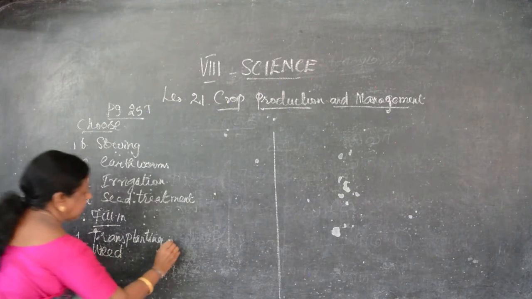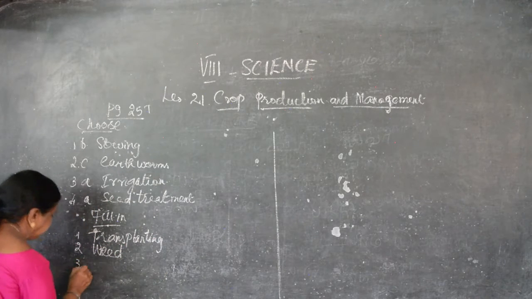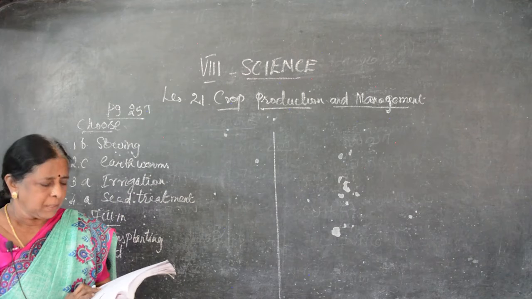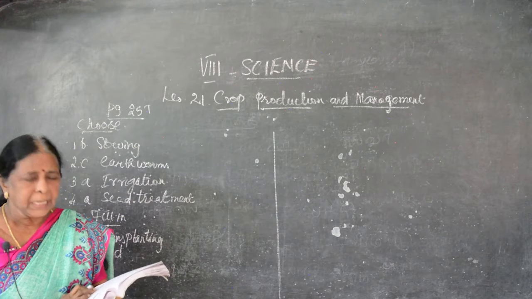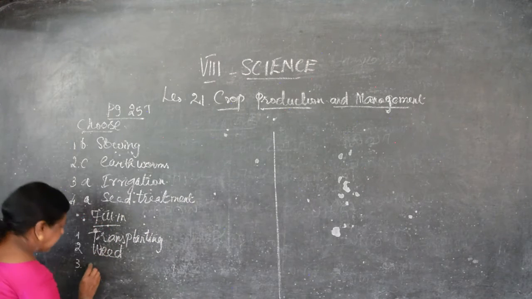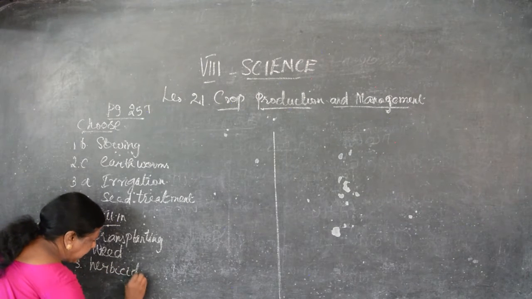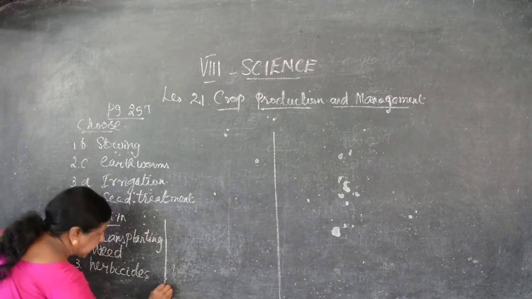W-E-E-D. And the third one is the chemicals used for killing the weeds or inhibiting the growth are called herbicides. Herbicide. H-E-R-B-I-C-I-D-E-S. Herbicides.